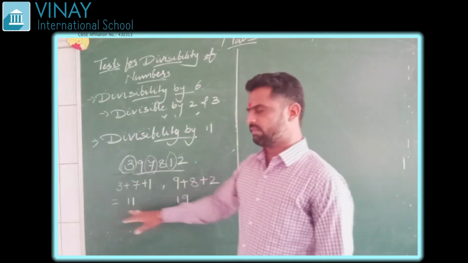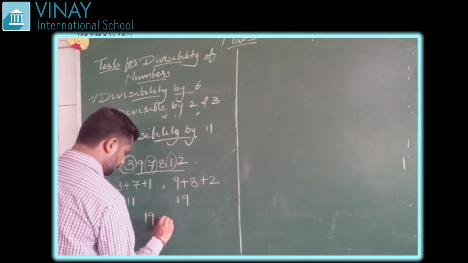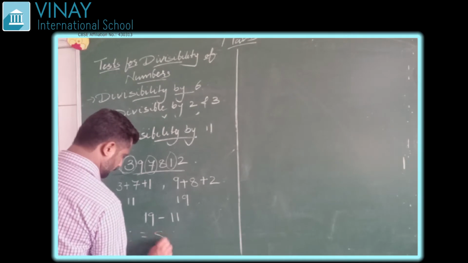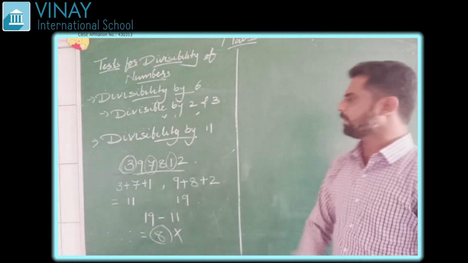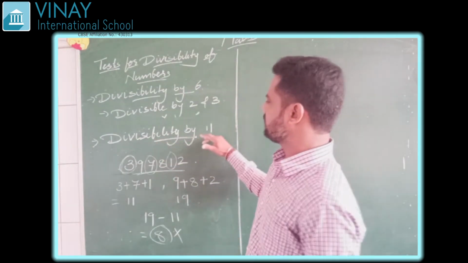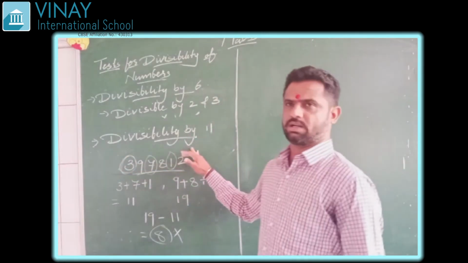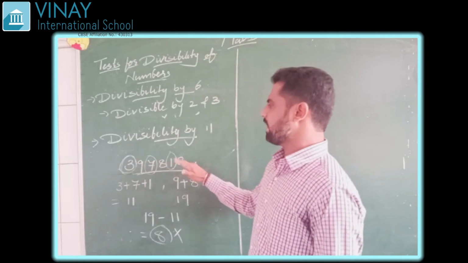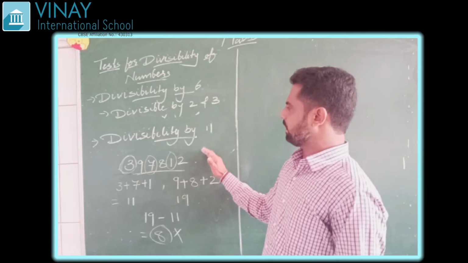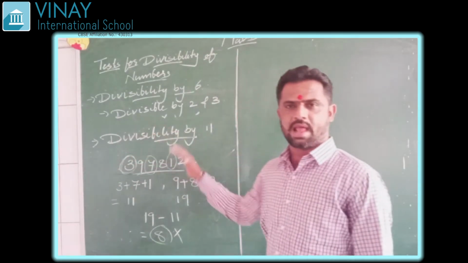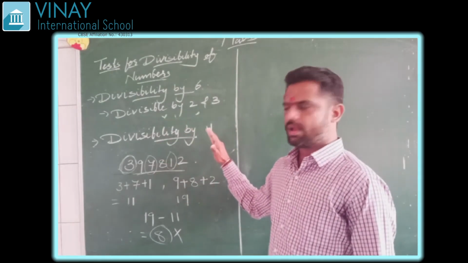Now here is 11, here is 19. 19 minus 11 is equal to 8. It means that this is not divisible by 11, because the divisibility of 11 says that if the difference of the sum of alternate numbers is either 0 or divisible by 11, then only it is divisible by 11.